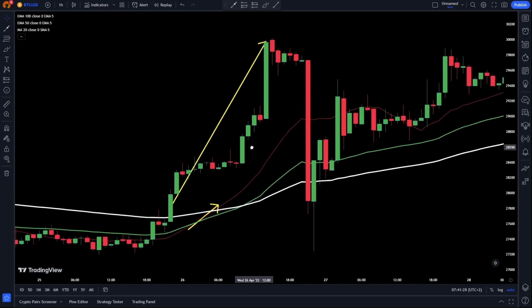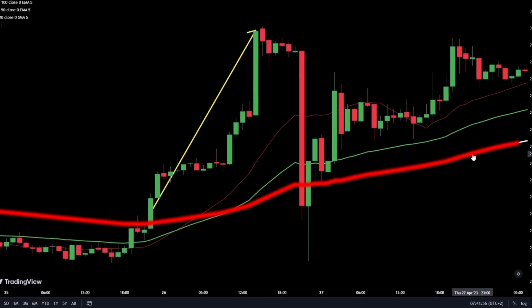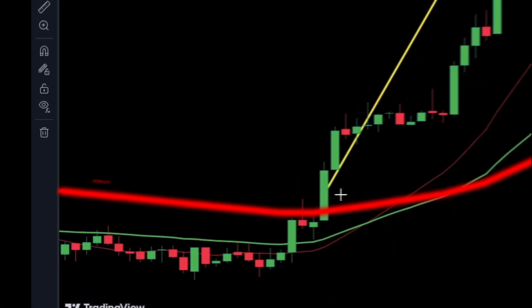So the first rule is simple. We wait for the red line, or the 20 period simple moving average, to cross both exponential moving averages from below to above. This will indicate that we should see an uptrend after this crossover. All right. The second rule is like this. We are going to use this 100 period exponential moving average as a dynamic resistance and support line. Like in this case, it's taking the place of a resistance line.